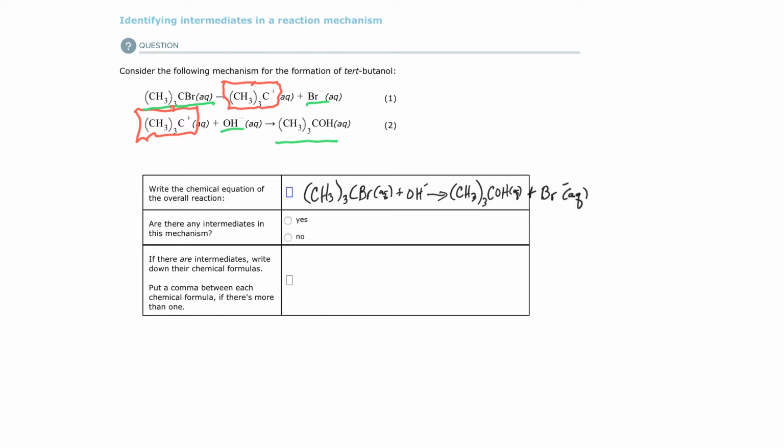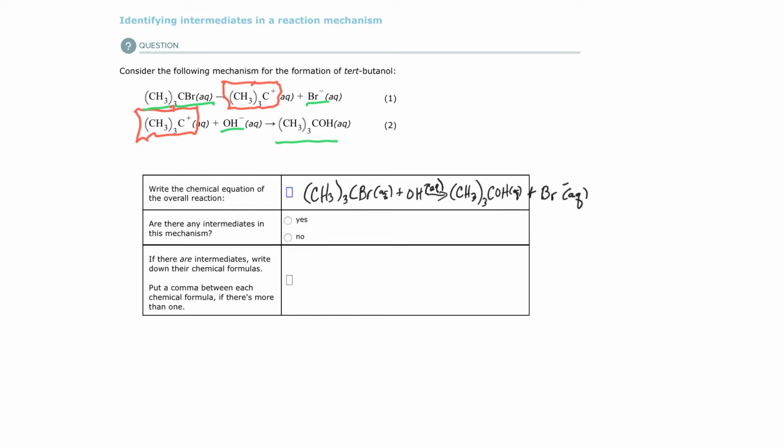I think these could be in any order as long as the front two can be in any order. The OH minus needs to be aqueous as well. So (CH3)3CBr aqueous plus OH minus aqueous yields the products. Does that make sense? Hope so. You're essentially canceling what you see on both sides. Everything you see on the left stays on the left. Everything you see on the right stays on the right.